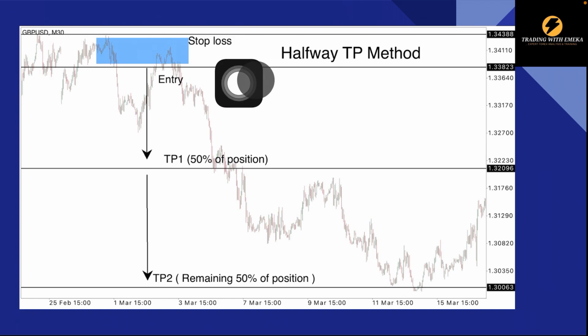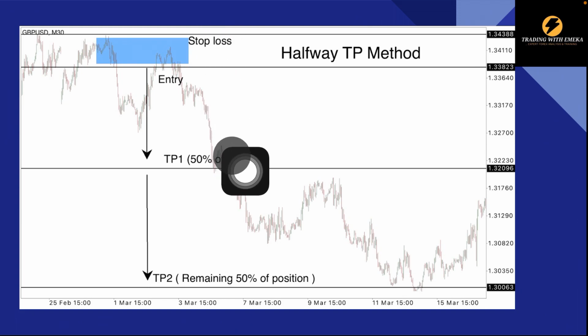You move stop loss to break even here. All right, this is your entry. You move stop loss to break even. This is your stop loss. Now you expect the remaining 50% to move and hit your final TP target. This is also okay, especially if you are going for a higher TP target.